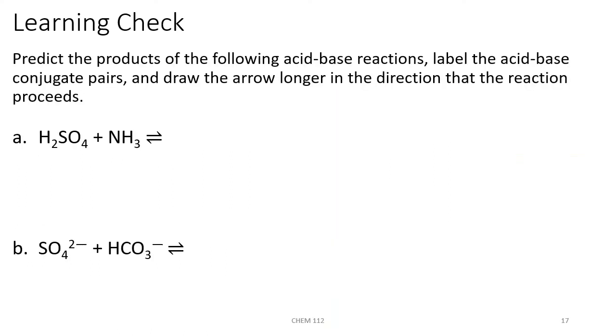Next, we're going to predict the products and still label our acid-base conjugate pairs, but we're also going to use our chart to decide what direction we should draw the arrow longer in. So what direction will that reaction be favored in? And the first one we have is sulfuric acid plus ammonia. So sulfuric acid is a much stronger acid than ammonia could be as an acid.